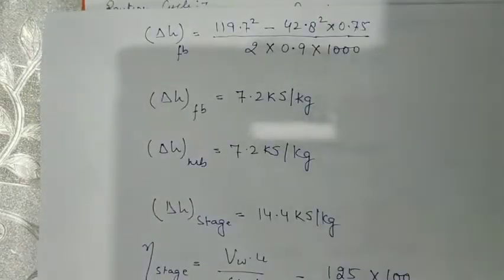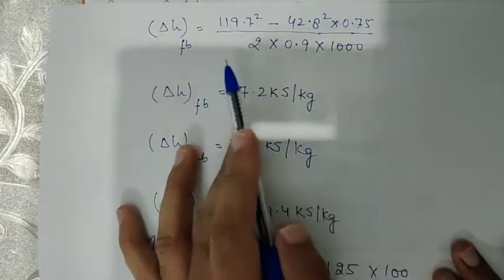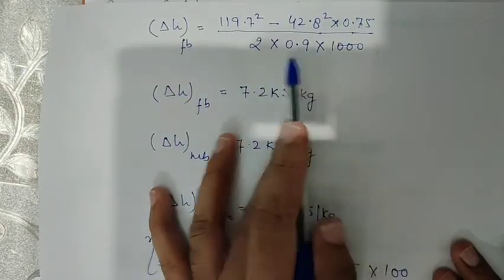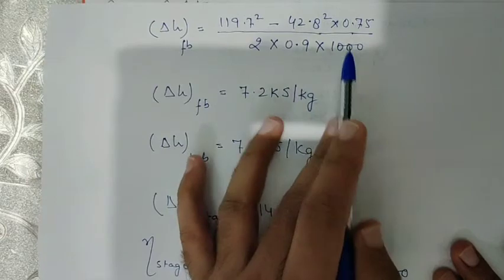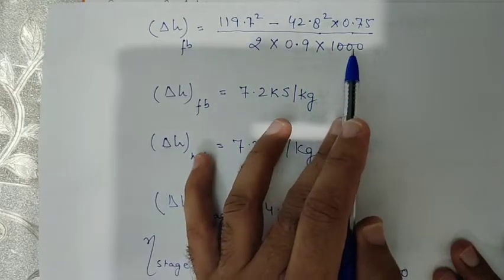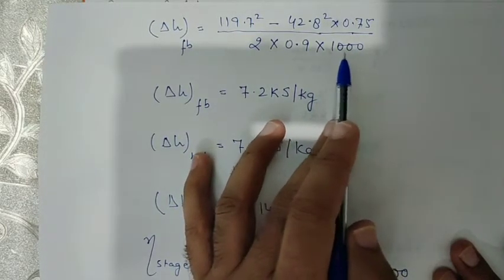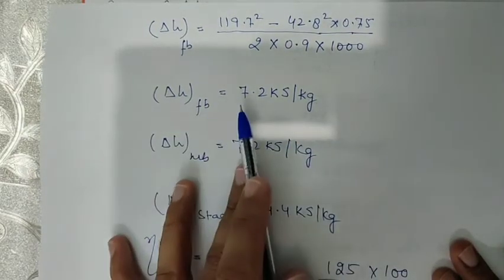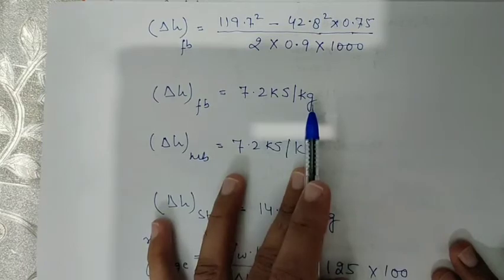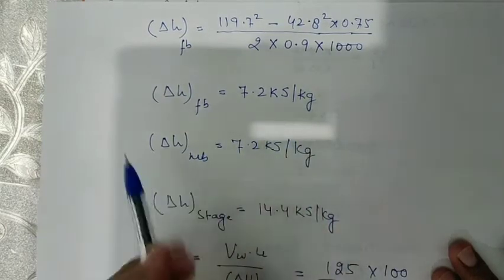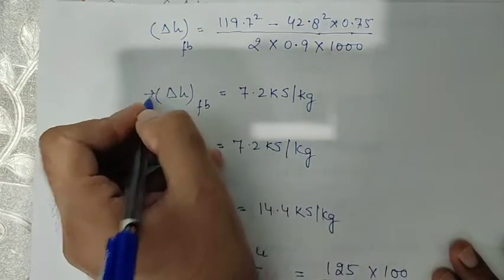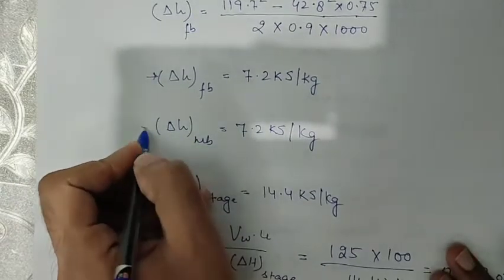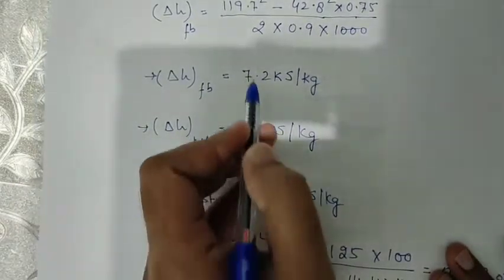So the remaining kinetic energy, what amount of energy is left? It is 0.75. So 0.75 divided by 2 into 0.9, and divided by 1000. We have to divide it by 1000 because we have to convert into kilojoule. So what is the enthalpy drop in fixed blade? That will be 7.2 kilojoule per kg. And in the Parsons turbine, the enthalpy drop in fixed blade is taken as equal to the enthalpy drop in moving blade. So these both are equal.